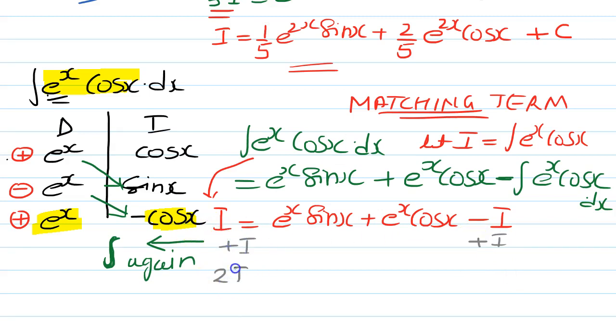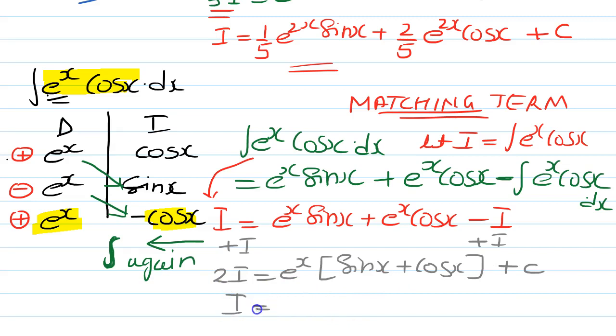it will be 2I equals e to the power x, you can take common, so it will be sine x plus cos x, and we can put one constant there if you want, because it is an indefinite integration. Then I will be e to the power x divided by 2, times sine x plus cos x, plus constant. Yeah, nice and easy.